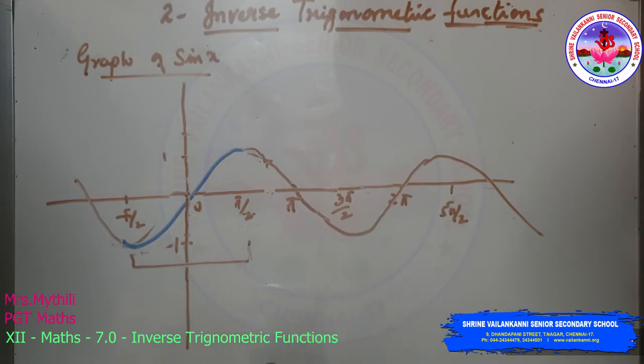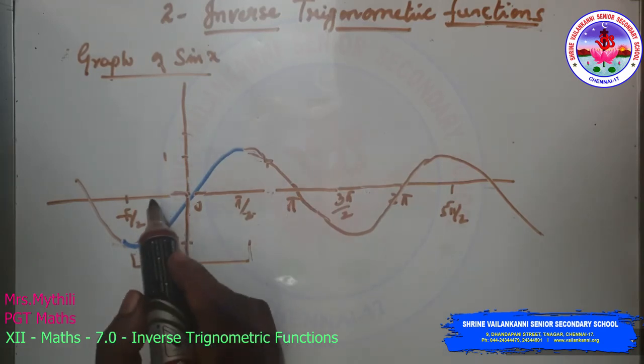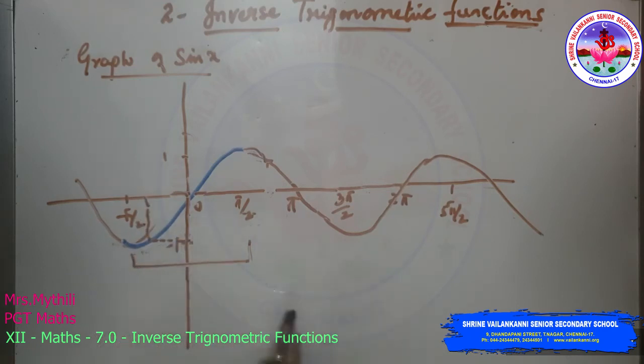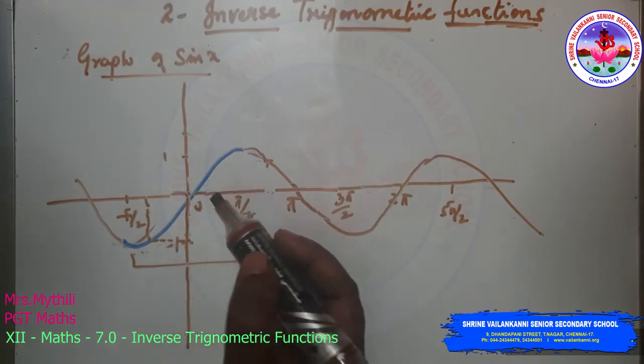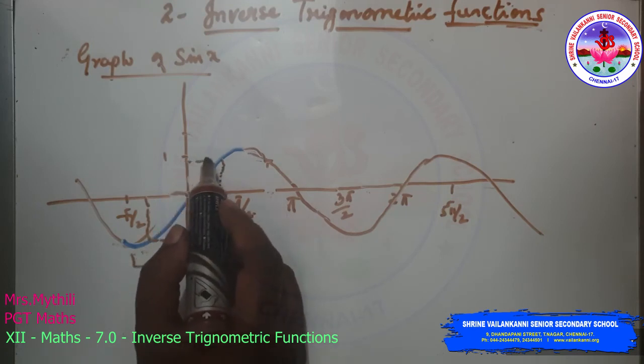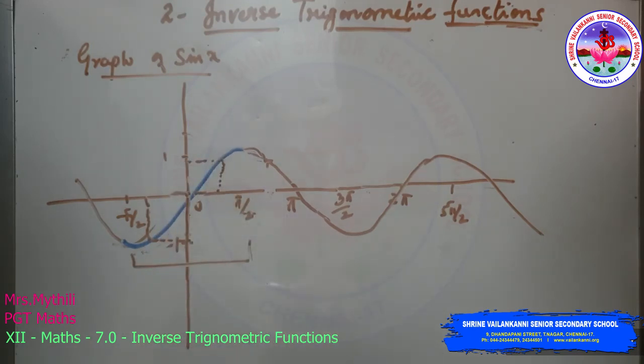1-1 means every element of the domain has a distinct image in the range. Here we can see that for different values of x, we have different values of f of x. If we take any value of x, it corresponds to f of x. So every distinct element in the domain will have a distinct element in the range.